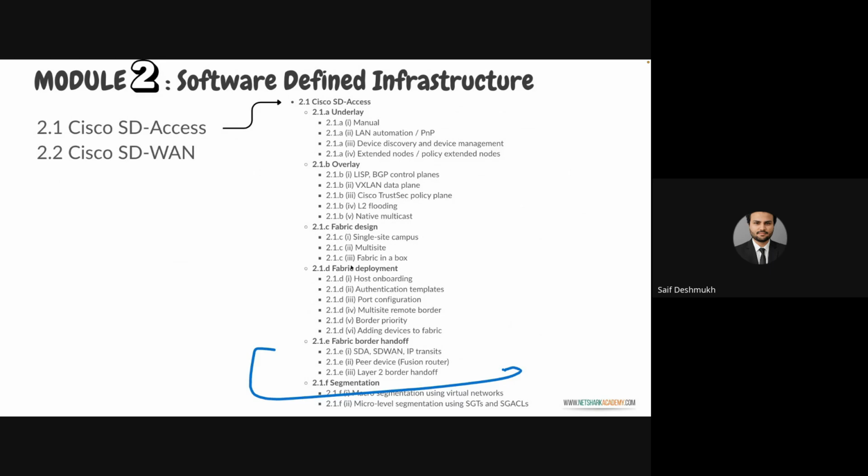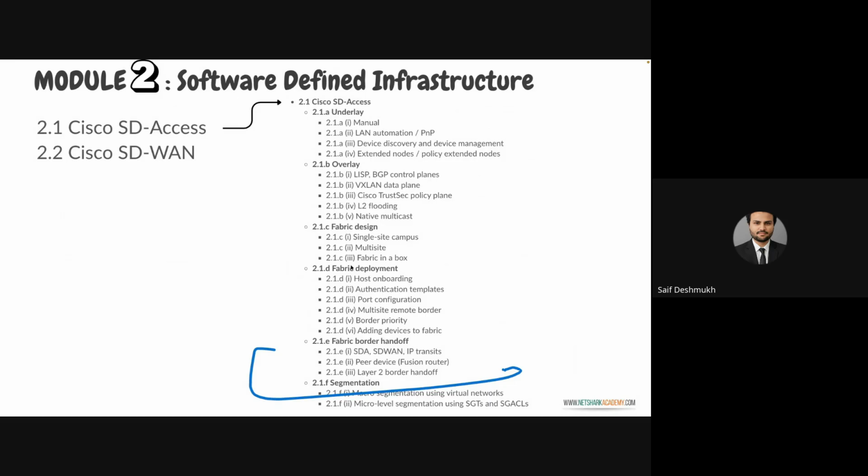If we talk about SD access, we'll talk about all the underlay technologies, like how to onboard the switches manually, obviously using Catalyst Center, otherwise known as DNAC. We'll see how to perform LAN automation and PnP device discovery, and we'll talk about what extended nodes and policy extended nodes are as well. We'll talk about overlay. We'll dive deep into LISP operation.